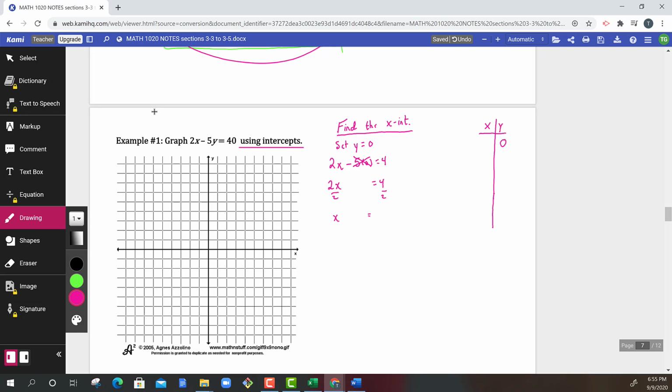And just like that, that's a 40, not a 4. It's a big difference. So our x-intercept is the point 20, 0. We'll talk about in a second how to actually graph that. And then we're going to find the y-intercept in basically the exact opposite way. We're going to set x equal to 0. Doesn't matter which one you find first.